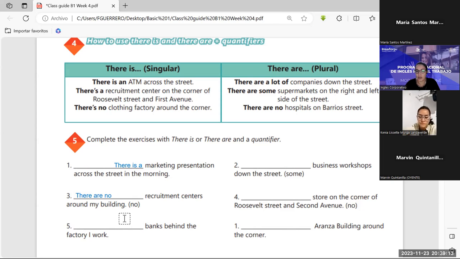There are not recruitment centers. So there are not or there aren't recruitment centers. Yes, it's correct also.